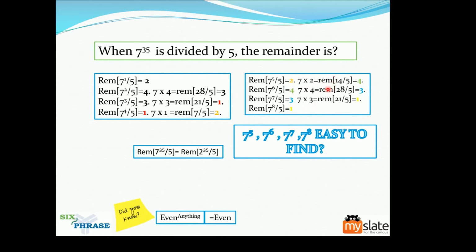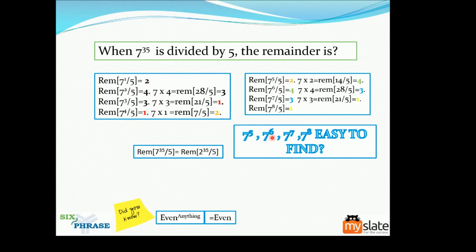Now, if you listened carefully, 2 slides ago we saw the remainder of 2 power 35 divided by 5. Do you remember it? Okay. Now, it is funny, you can see the same pattern here also: 2, 4, 3, 1, 2, 4, 3, 1, 2, 4, 3, 1. Even in that question you had the same pattern.